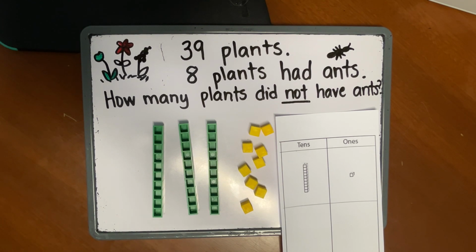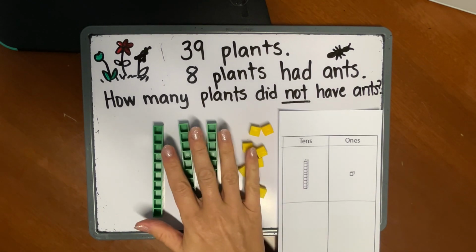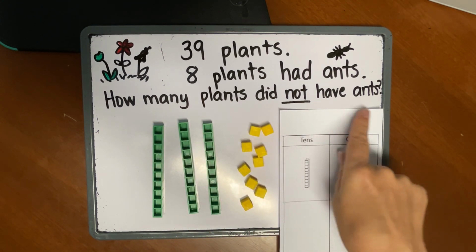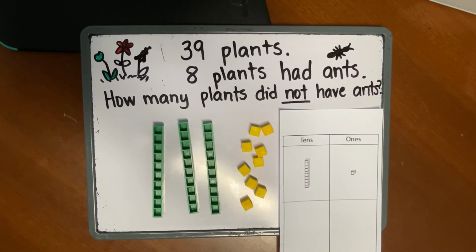Go ahead and get out your base 10 blocks. You can also use your place value chart to build this problem and find out how many plants did not have ants. Build it now.